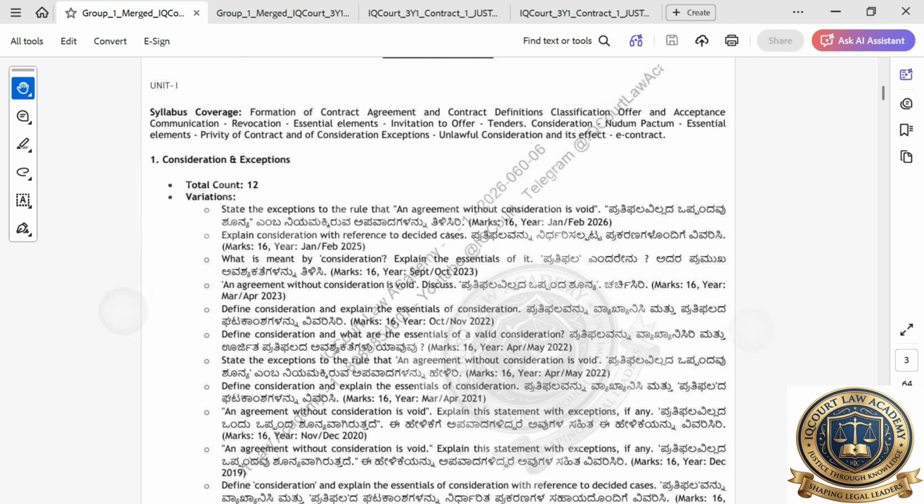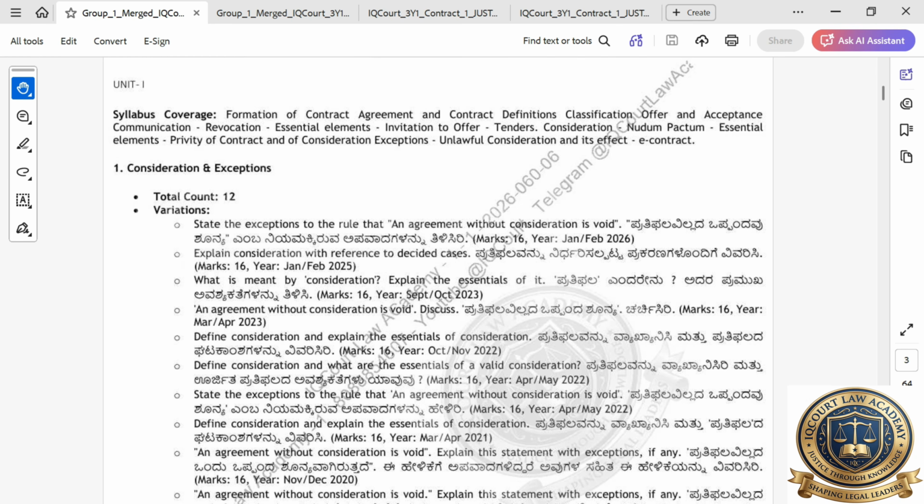Many students failed the Contract 1 exam. They are clearing Contract 2 in the 4th and 5th semester, but they are struggling to clear this exam, which is one of the easy subjects in law. Let us reveal the first question, the first most important question.